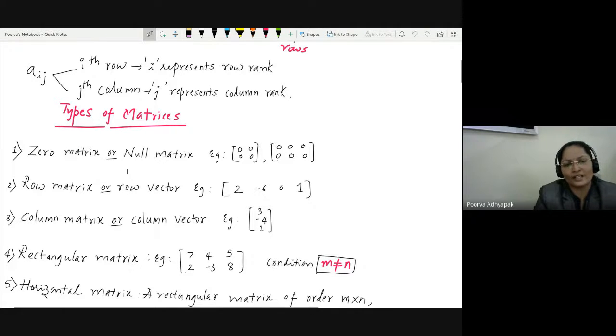So first one is zero matrix or null matrix. Two examples I have taken here. Its order is 2 by 2, or 2 cross 2, 2 rows and 2 columns. This is 2 cross 3, 2 rows and 3 columns. This is the example for zero matrix or null matrix. Second one is row matrix or row vector. The example I have written here is 2, minus 6, 0 and 1. Row matrix means a single row it should be. Next one is column matrix or column vector, and the best example can be this one. So here only one column it is.